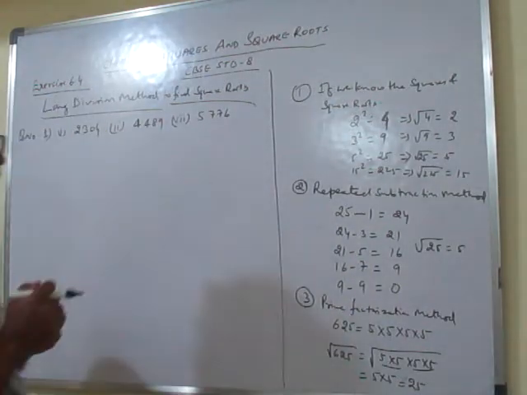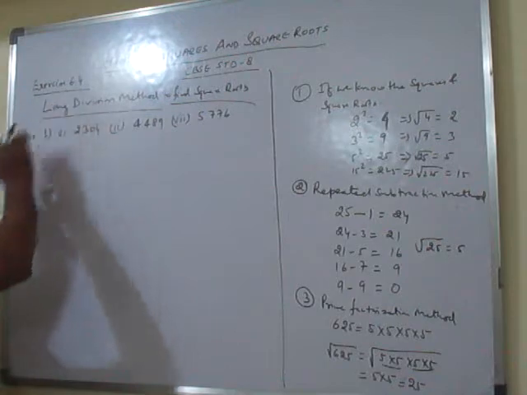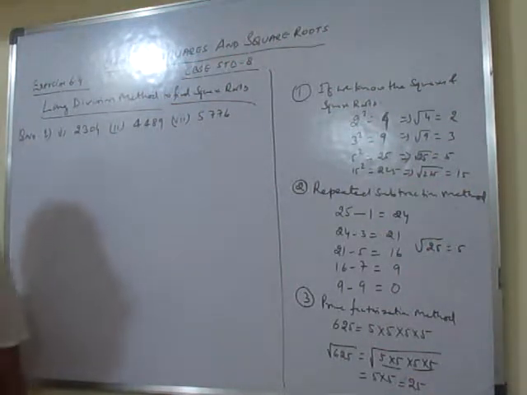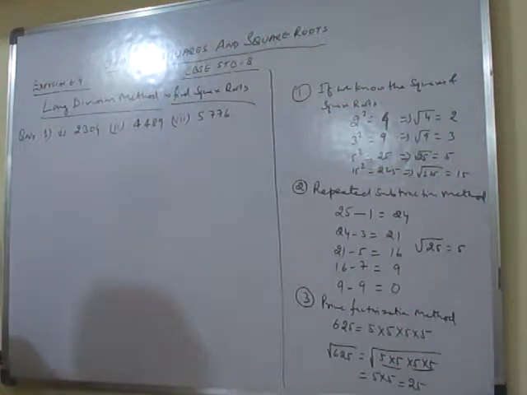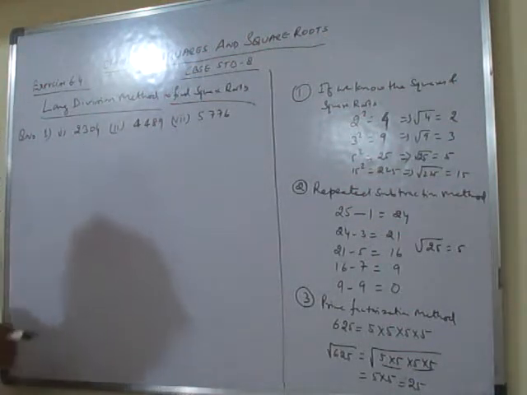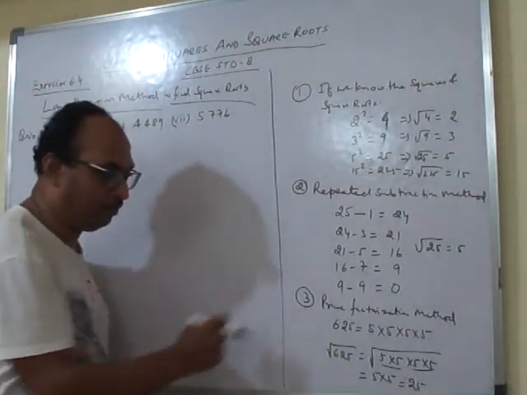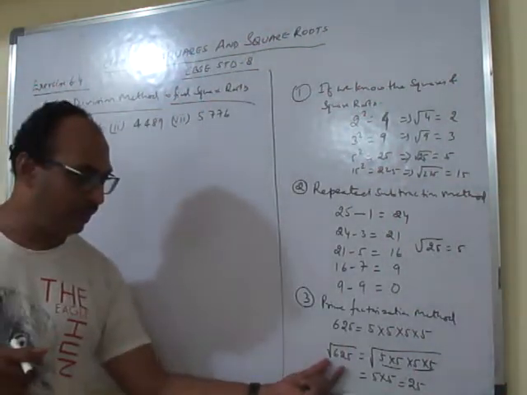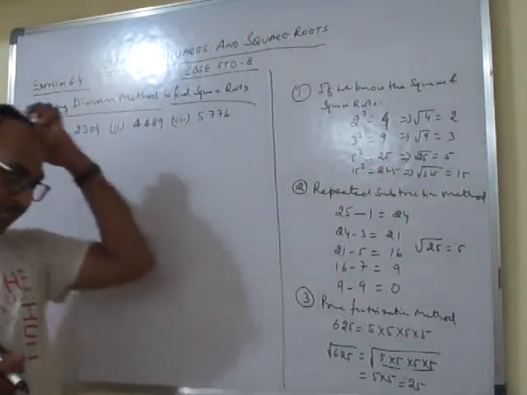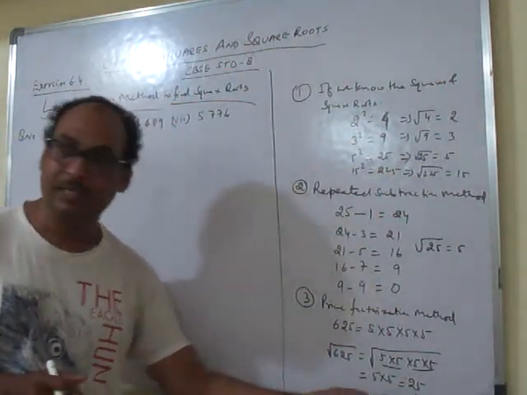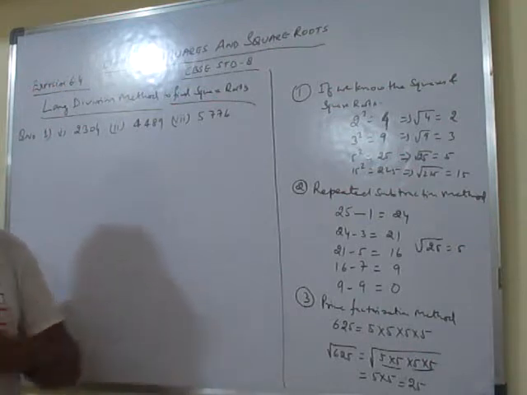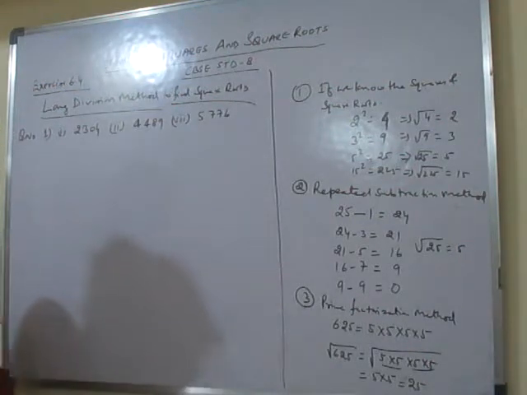Very nice. So today our main topic is to find the square root by the long division method. That long division method we are going to utilize, in which we have to divide, for example, for 625. So how 25 has come, that we will see. So the long division method also we can utilize.